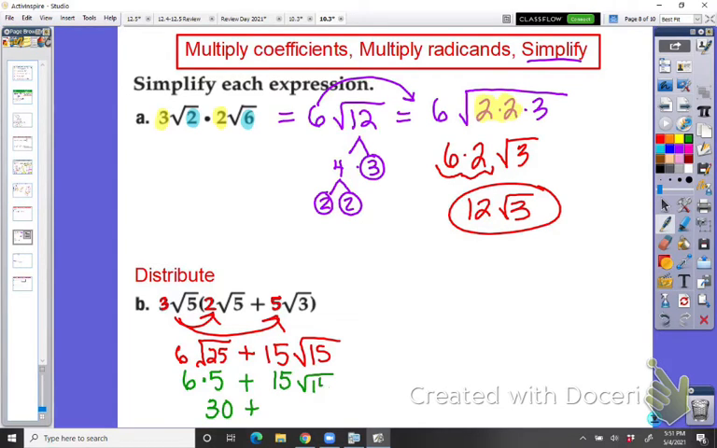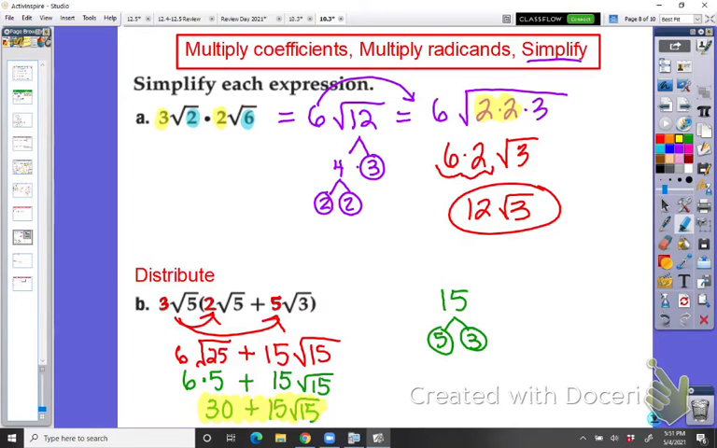We should check to see if the square root of 15 simplifies further. If you do a factor tree, you get 3 times 5, and it does not have any partners or pairs. So that part does not simplify. So your final answer to this is 30 plus 15 root 15. Now you can't say that's 45 root 15 because one of the numbers has a radical and the other one does not. So they're not like terms.